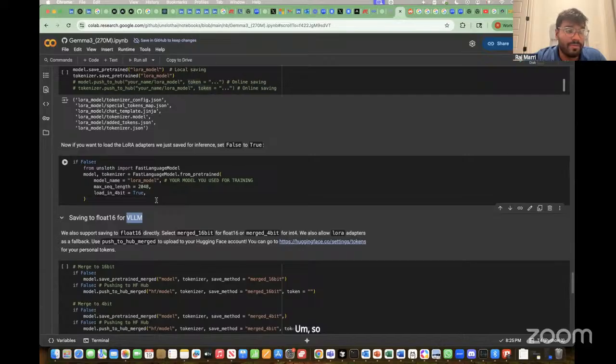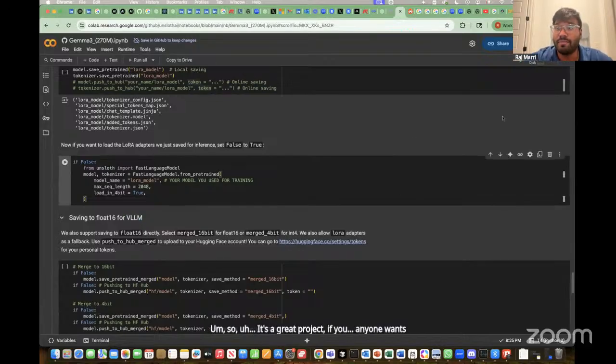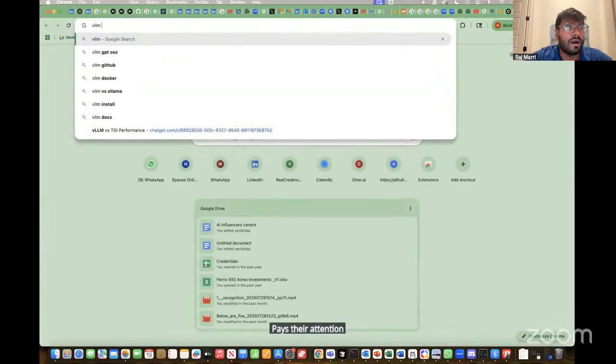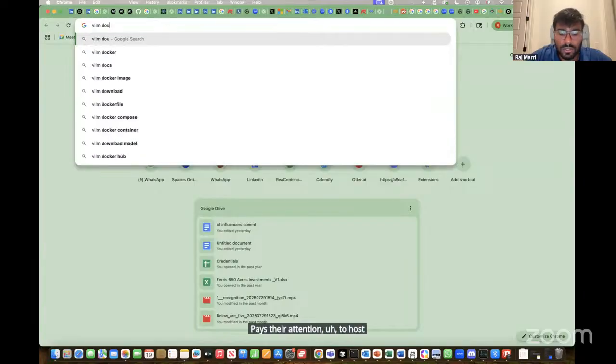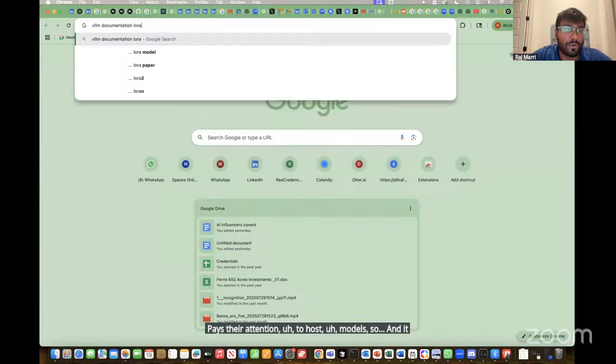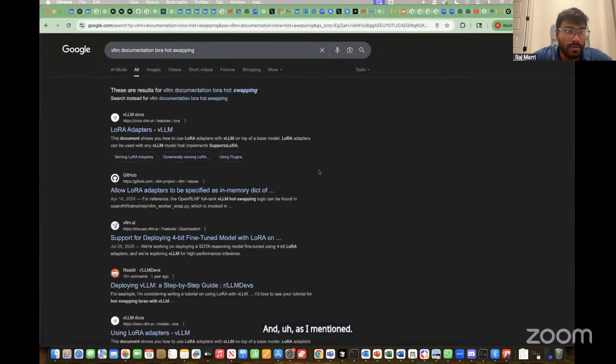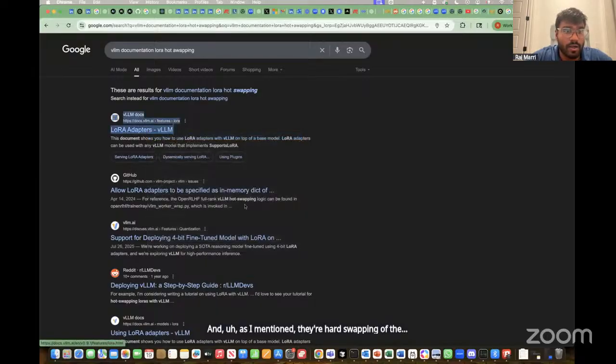So it's a great project. If anyone wants to use vLLM, it's a project from Berkeley. They use paged attention to host models. It also supports LoRA and, as I mentioned, the hot swapping of the LoRAs as well.